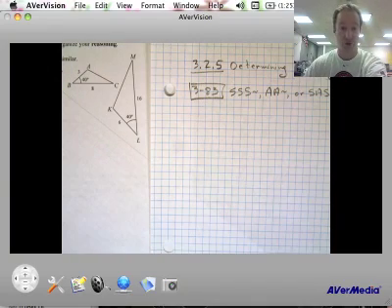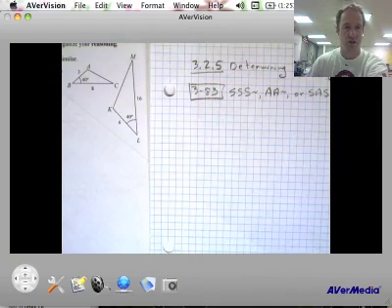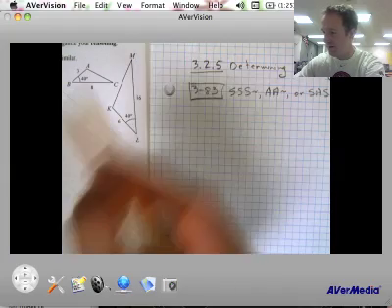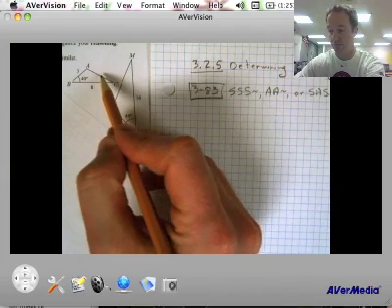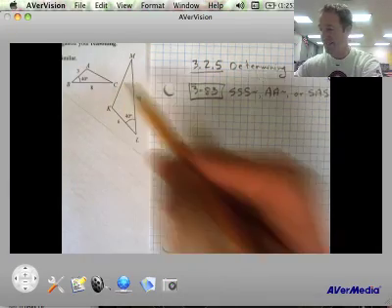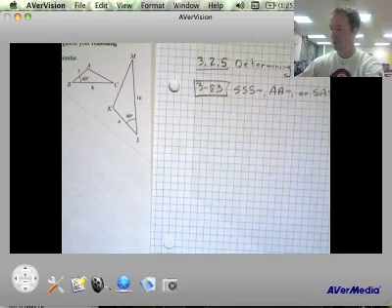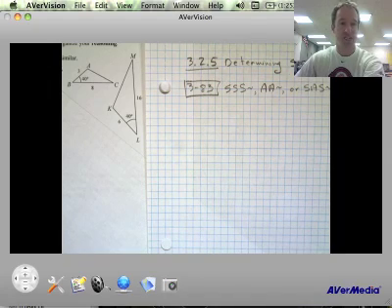That only works for right triangles, so we don't have any right triangles here. At least it doesn't look like it's a right triangle. So we don't have any way of finding this side or this side, so we can't check that ratio. Side, side, side isn't going to work here because we don't have enough information. We need all the sides. What about angle, angle?